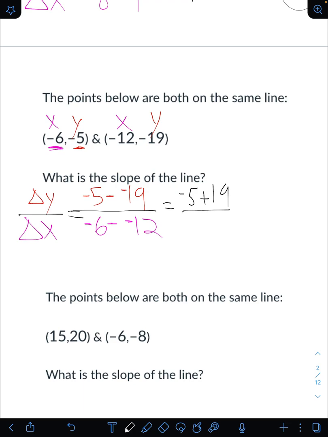So now negative 5 minus negative 19 is just negative 5 plus 19. Negative 6 minus negative 12 is negative 6 plus 12. Oh, good. Negative 5 plus 19, that would be 14. Negative 6 plus 12, that is 6, right? Cool. So now, they're both even, so I could divide them by 2. So half of 14 is 7. Half of 6 is 3. So that's my slope, 7/3. Okay, good job, y'all.